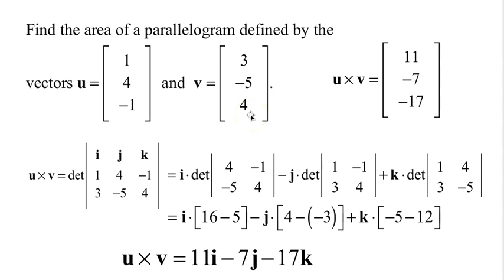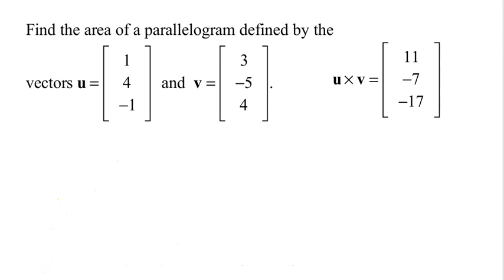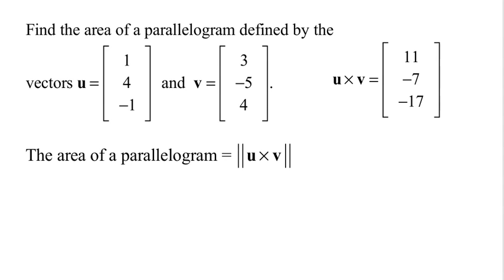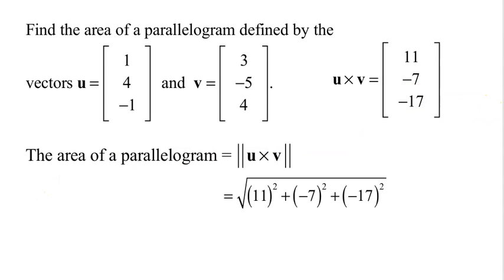But what I wanted here was the area of the parallelogram. The area of the parallelogram is going to be the magnitude of u cross v. So here's u, v, and there's u cross v. The area of the parallelogram is the magnitude of u cross v, which will be the square root of the dot product of this with itself. So this dotted with itself is 11 times 11, plus negative 7 times negative 7, plus negative 17 times negative 17.